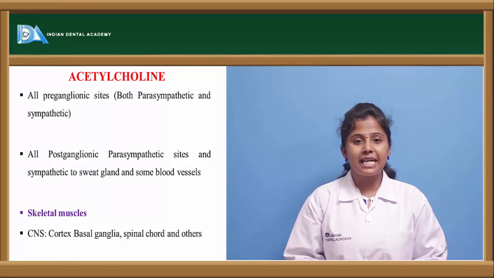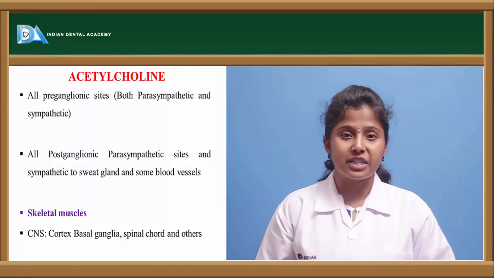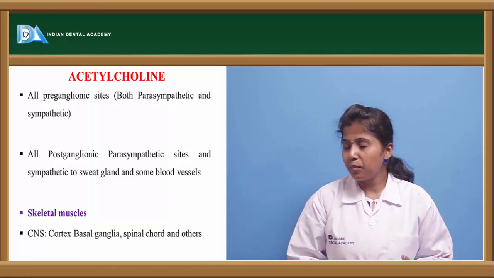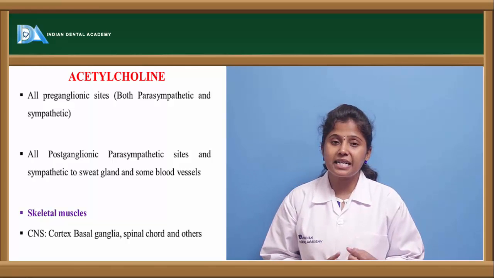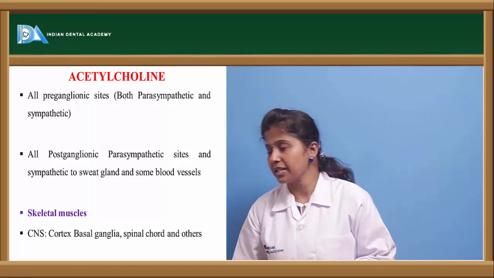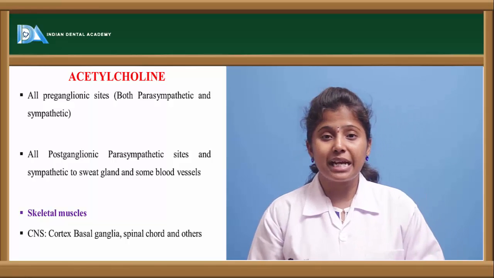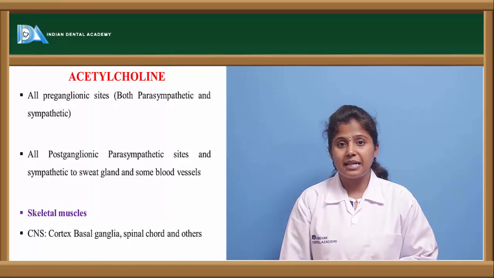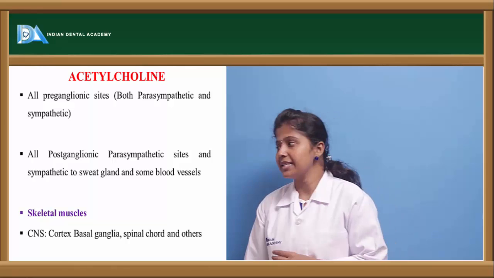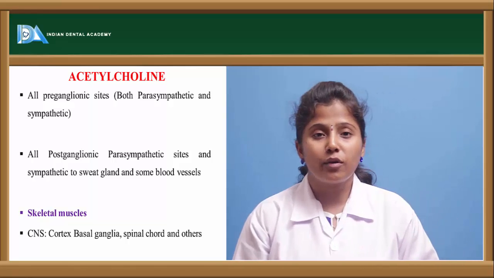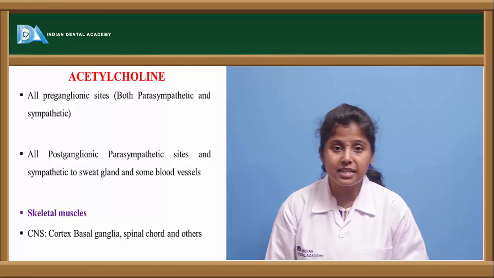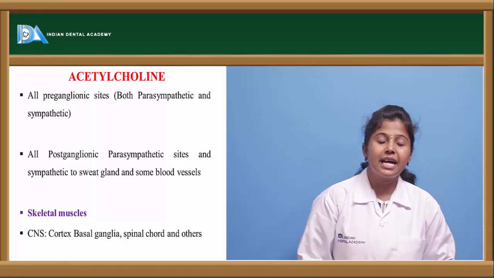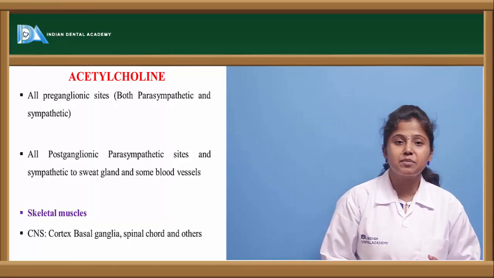acetylcholine. Acetylcholine is a natural neurotransmitter which is synthesized and released into the body. It acts both in the parasympathetic nervous system and part of the sympathetic nervous system. In the parasympathetic nervous system, it acts mostly at the post-ganglionic sites, and in the sympathetic nervous system, it is present mainly in the sweat glands and a few of the blood vessels. It is also present in the skeletal muscles, and in the CNS, especially at the cortex, basal ganglia and spinal cord regions.